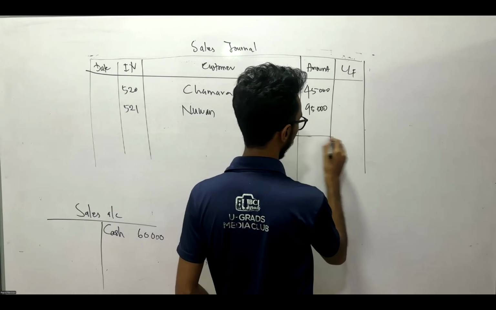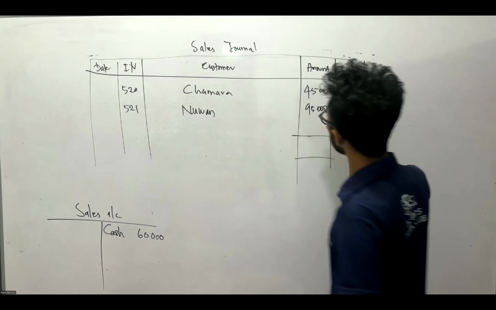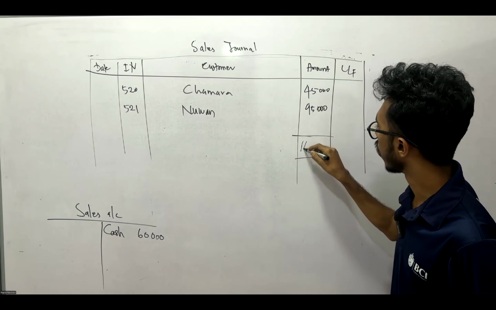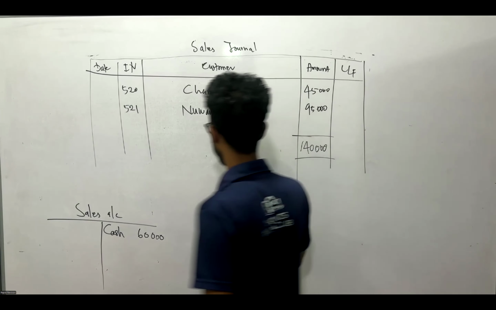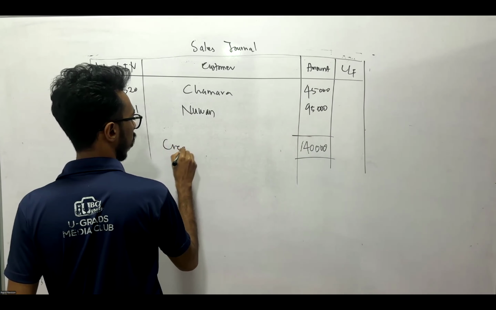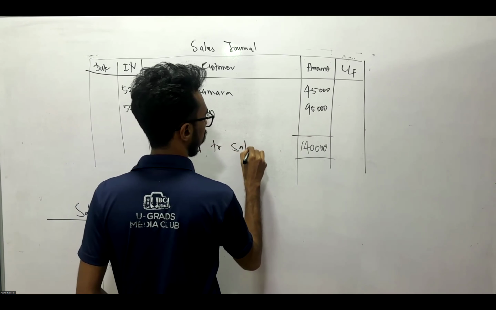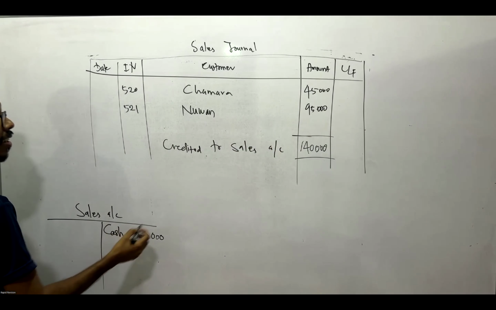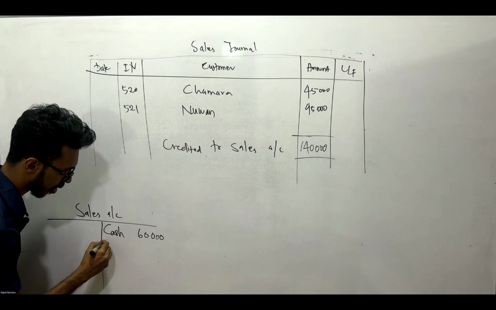I had to prepare the total. So 95,000 plus 45,000 is 140,000. So this has to be credited to the sales account, as debtors.